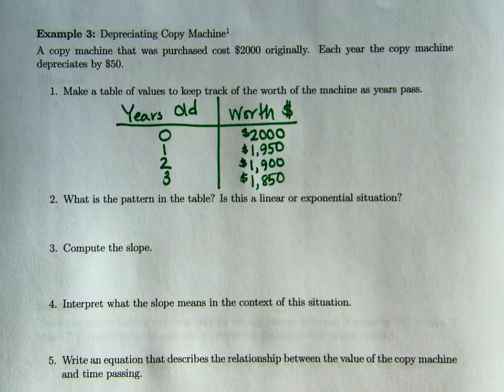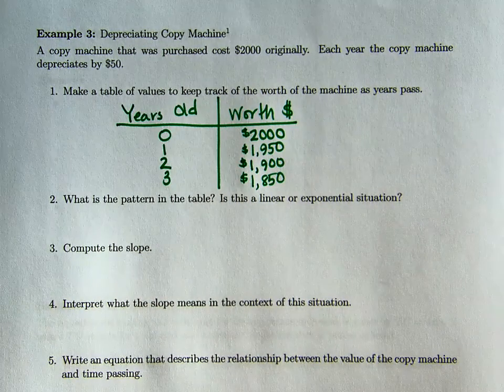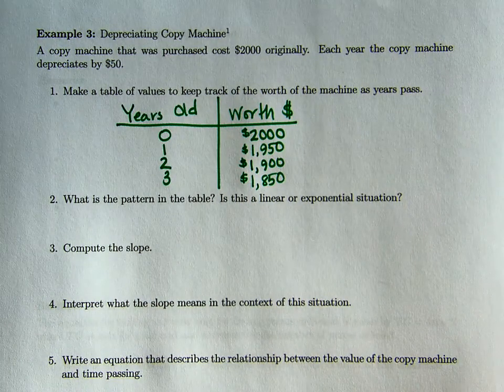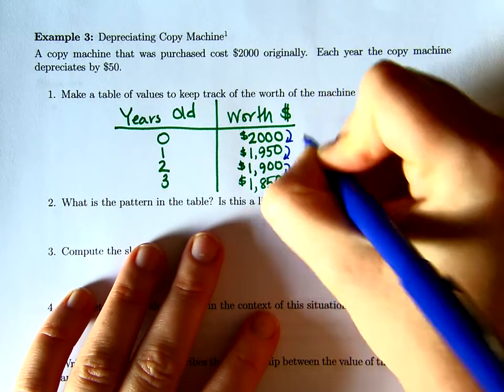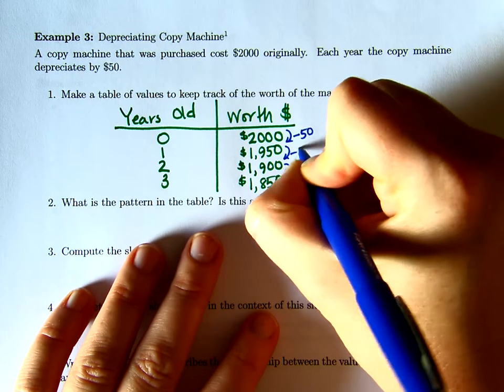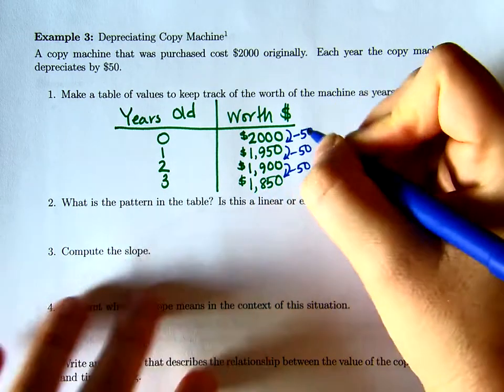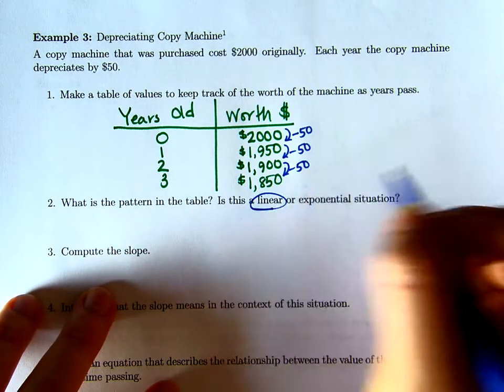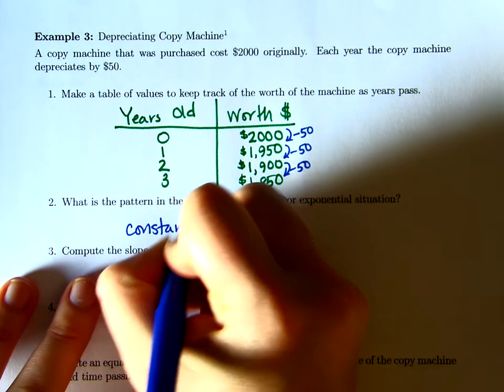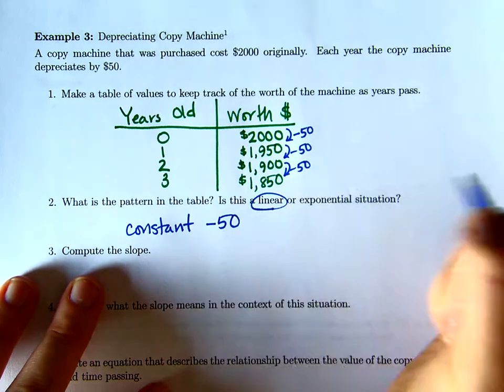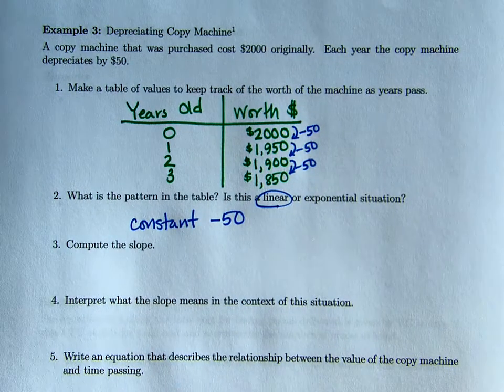What is the pattern in this table? Is it linear or exponential? Well, as mentioned previously, it keeps going down by 50, so it is linear. The pattern is a constant minus $50. Compute the slope.